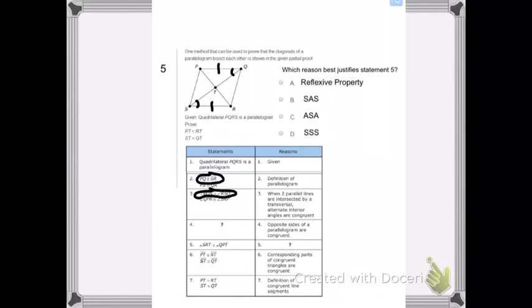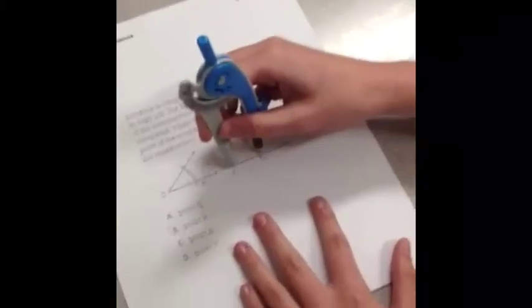And after that, you look at the other part of statement 3. It says that angle QPR is congruent to angle SRP, which means this angle is congruent to this angle. So then your answer would be angle, side, angle. Go team.